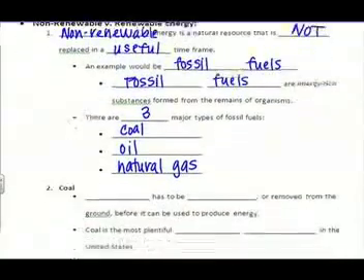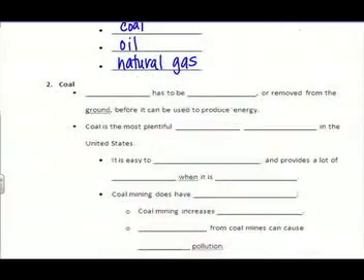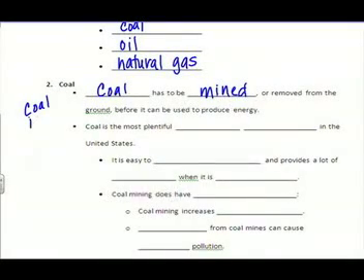Okay, so now we're going to talk more about coal. So coal has to be mined or removed from the ground before it can even be used to produce energy. And coal is actually made from plant remains, and we'll talk about that in just a moment. I'll show you a diagram. Coal is made from plant remains.